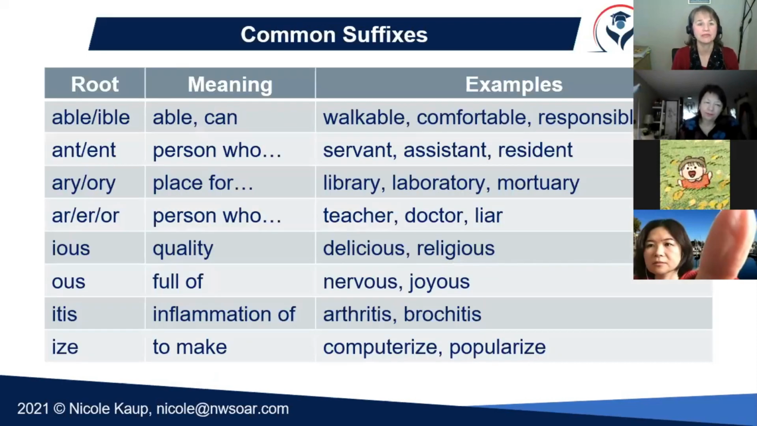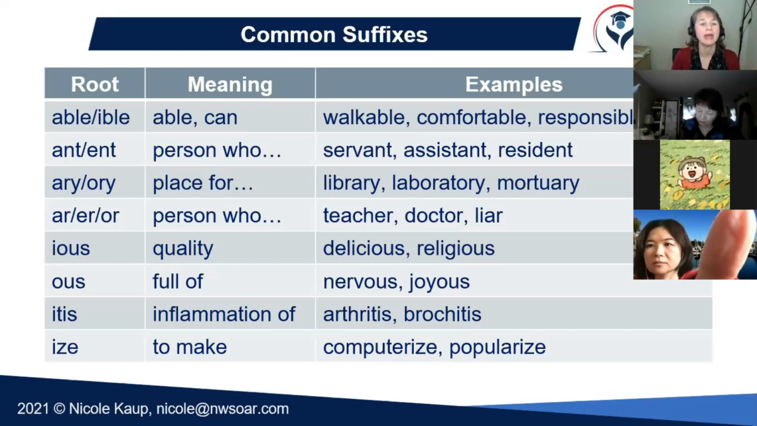There's a whole bunch of different kinds of suffixes that have that ability. So if you put able or ible at the end of something, it basically means able. Like this is a very walkable area, meaning I can walk to stores and restaurants and other places that I need to go. Comfortable, something that is able to give you comfort, a nice bed or a sofa. Responsible, somebody is able to be responsive, to respond to things when needed.